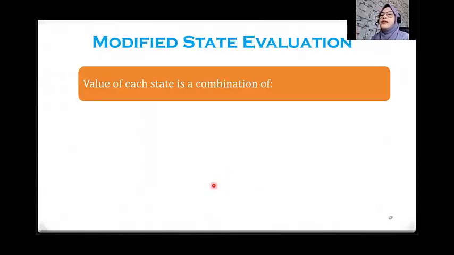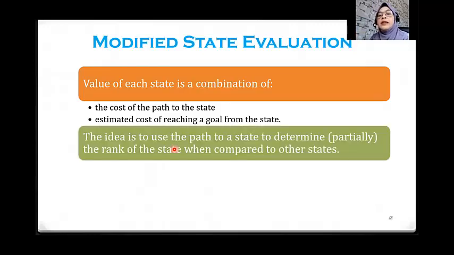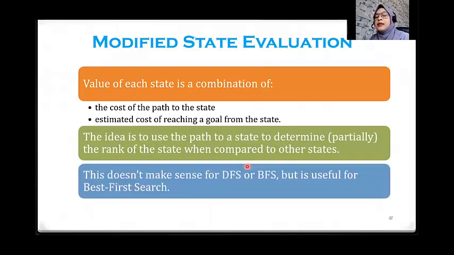Modified state evaluation: the value of each state is a combination of the cost of the path to the state and the estimated cost of reaching a goal from the state. The idea is to use the path to a state to partially determine the rank of the state when compared to other states. This doesn't make sense for DFS or BFS, but it's useful for best first search.